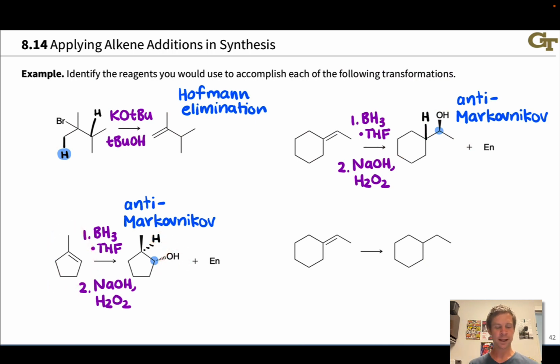OH. And here again, we're going to get this plus the enantiomer, which is derived from essentially approach of the H and OH above the plane of the starting alkene as opposed to below in this product.